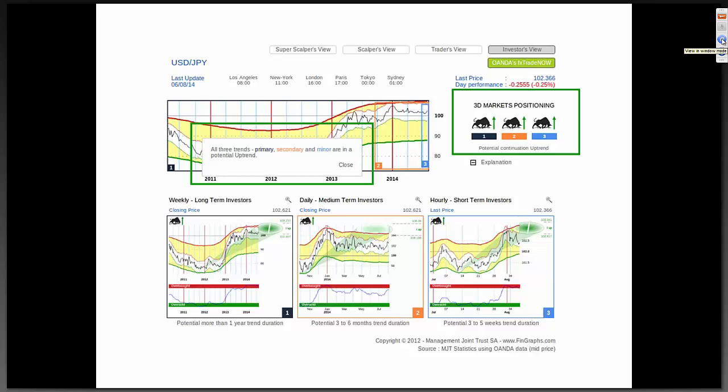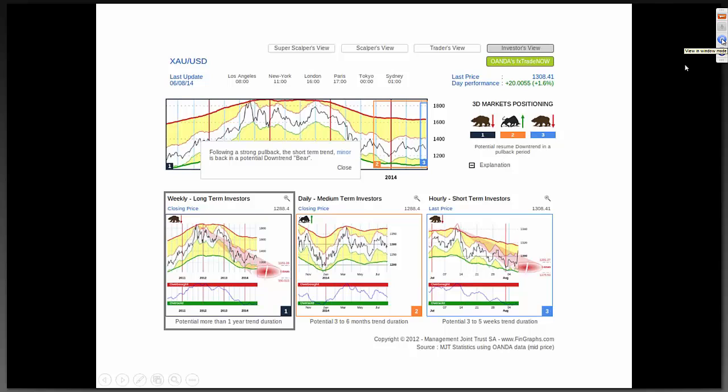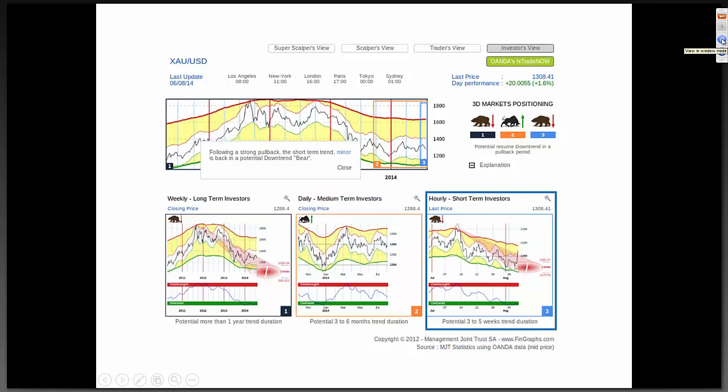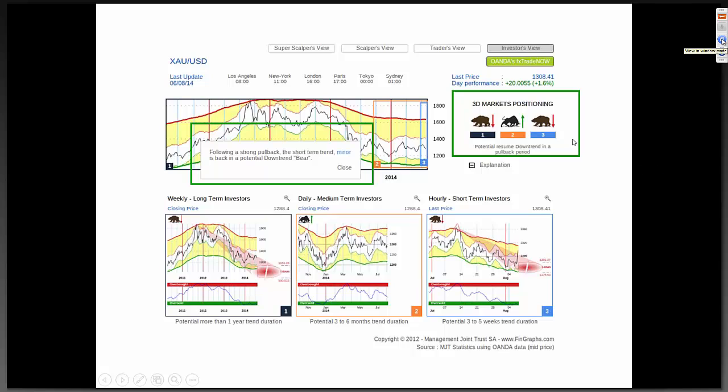Gold. Gold is in a weekly potential downtrend, counting in quarters, is in a daily potential uptrend, counting in months, and is in an hourly potential downtrend, counting in weeks. So we're in a potential resume downtrend in a pullback period, a rally, in the context of a weekly downtrend.